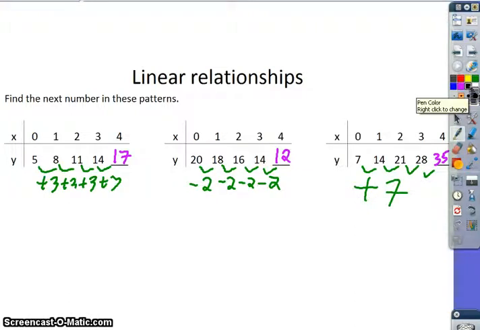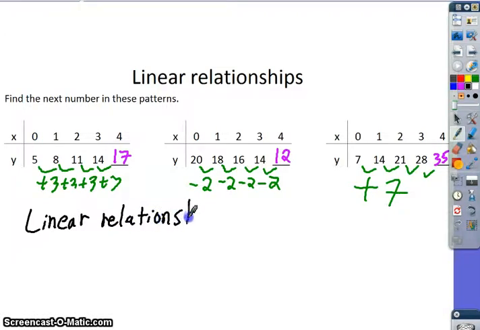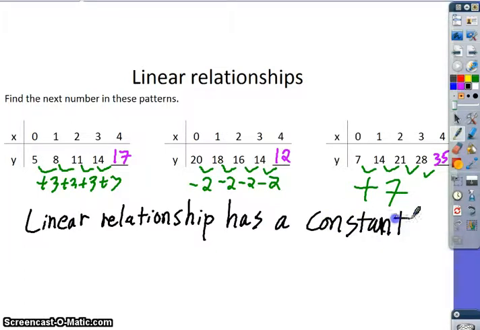So a linear relationship is a relationship where what is true? Where your slope is changing by the same number. No, your slope is not changing by the same number. You mean it's constant. Yes, a linear relationship has a constant slope. I'll give you a minute to write that down.